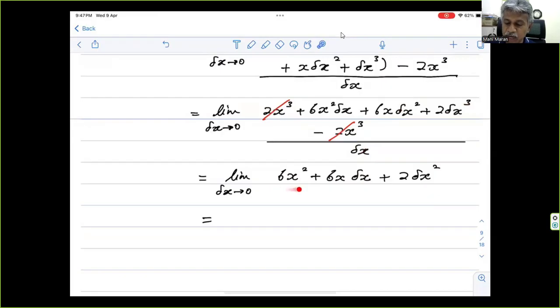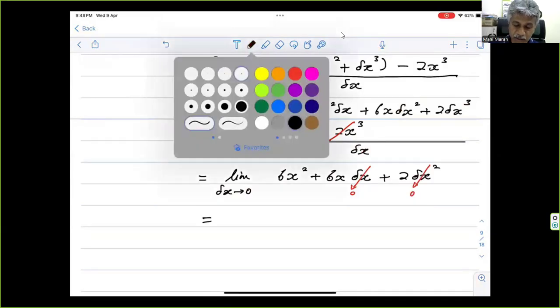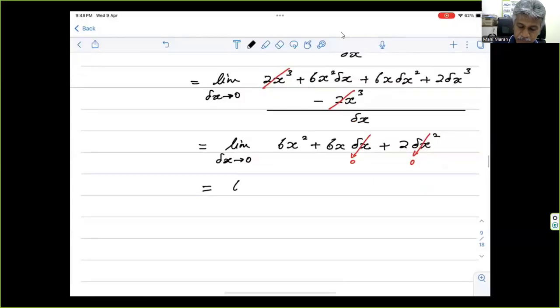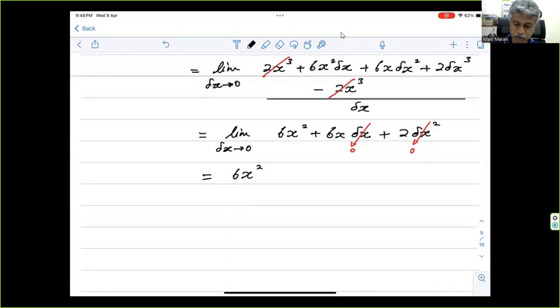So we have already simplified until here. What is the next line? In the next line, we are going to substitute delta x equal to 0 inside this function. So when you put delta x as 0, you'll find that this part will be 0, this part also will be 0. So in the end, you'll have only 6x squared. That is your answer.